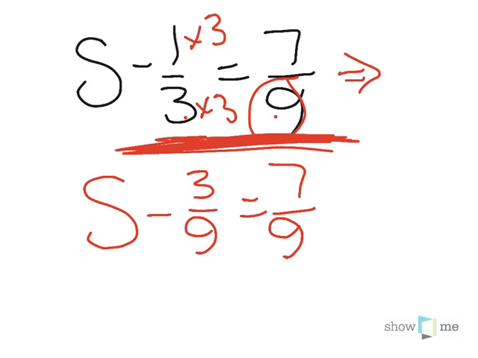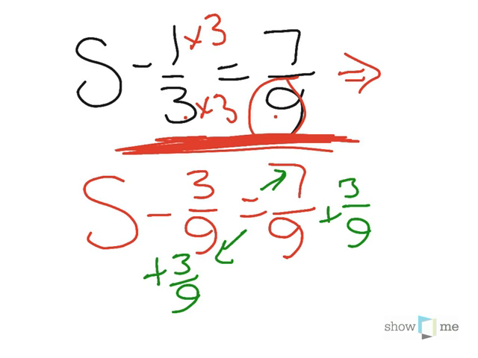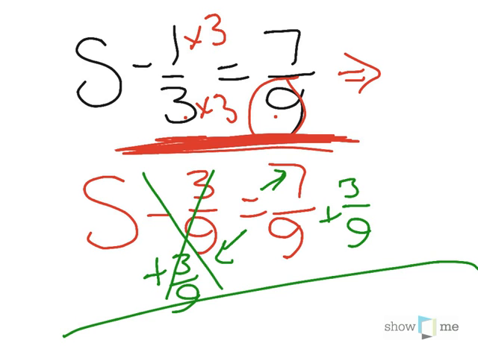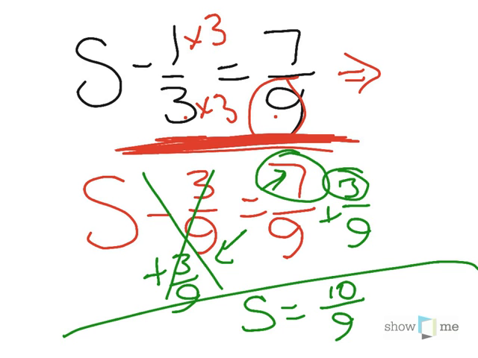So in order to do that, I take the negative and I make it a positive 3 ninths. If I do it to this side of the equal sign, I must do it to this side of the equal sign. The negative and the positive cancel each other out, leaving me with s equals 7 plus 3 is 10. The denominator stays the same. We don't add it. We only add our numerators. And 10 over 9 is the same thing as 1 and 1/9.